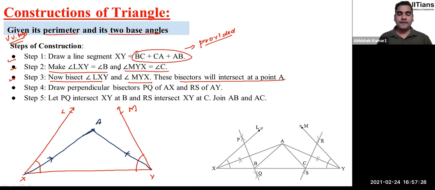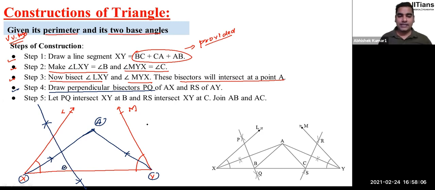Understood? After you are done with this, we are left with two more steps. You have to draw the perpendicular bisector of AX and the perpendicular bisector of AY. So if I draw the perpendicular bisector of AX, okay, we learn how we draw a perpendicular bisector. Let's assume this is the perpendicular bisector of AX. Then that perpendicular bisector of AX is going to intersect XY at some point for sure, right or no? And we are going to call that particular point B.